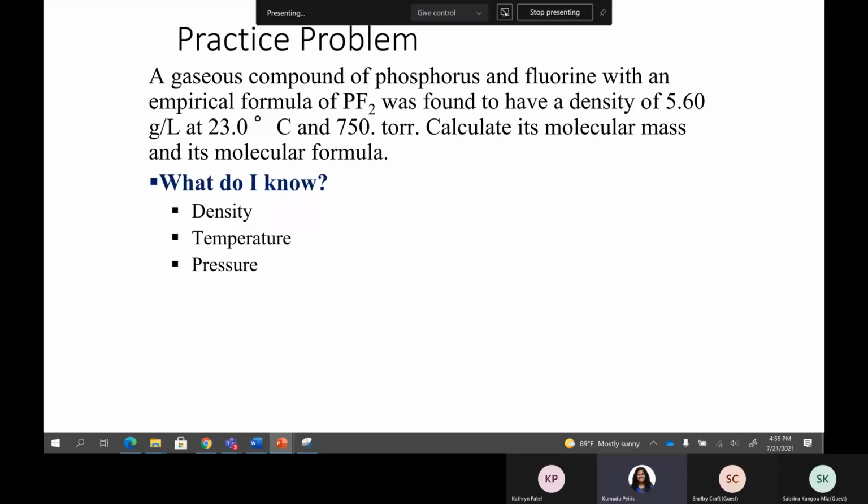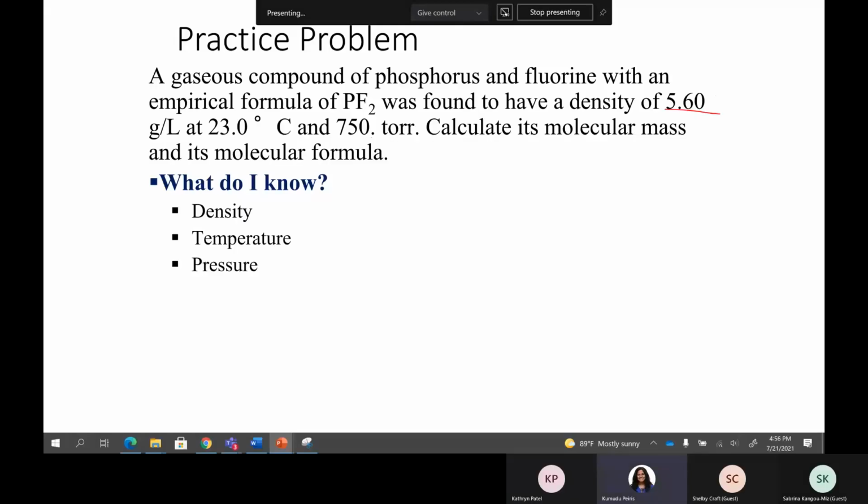Okay, I'll do this one because it involves density. A gaseous compound of phosphorus and fluorine with an empirical formula of PF2 was found to have a density of 5.60 grams per liter at 23.0 degrees Celsius and 750 torr. Calculate its molecular mass and its molecular formula. This is a long question.